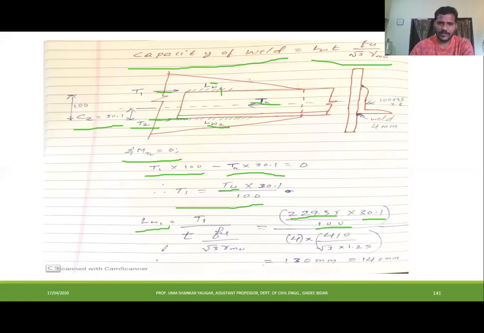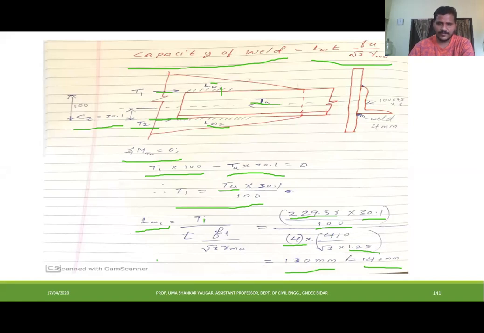And similarly divided by the thickness of weld given in the question, which is 4 mm, and Fu is 410 over square root of 3 gamma mw, where gamma mw is 1.25. If you substitute all these values and calculate, you will get 130 mm, and you have taken this as 140 mm. This is how we can calculate the weld length LW1 due to T1.